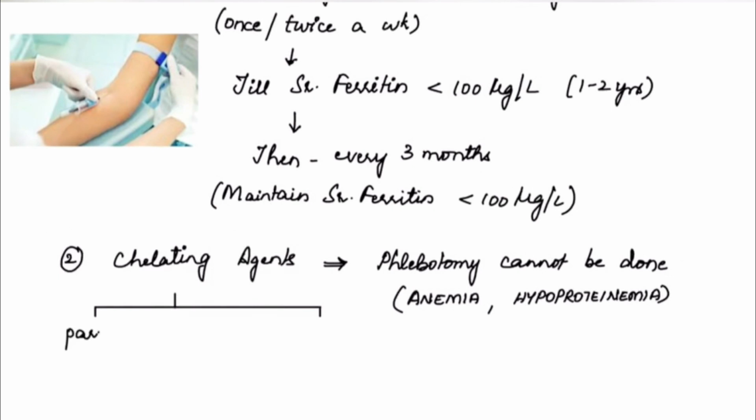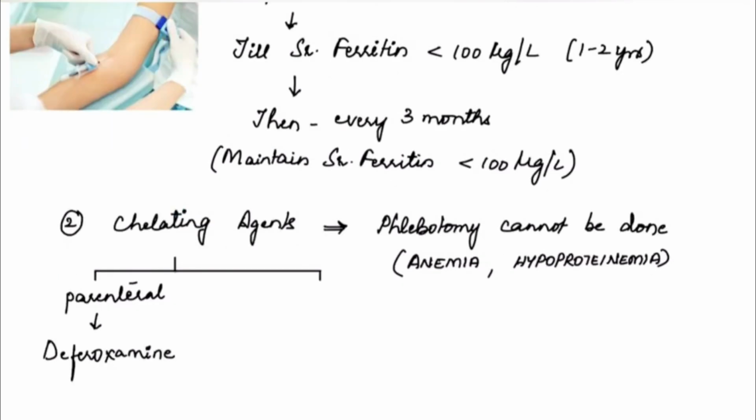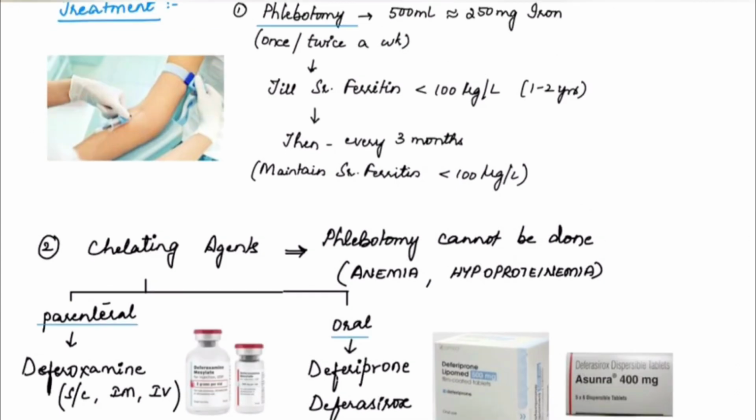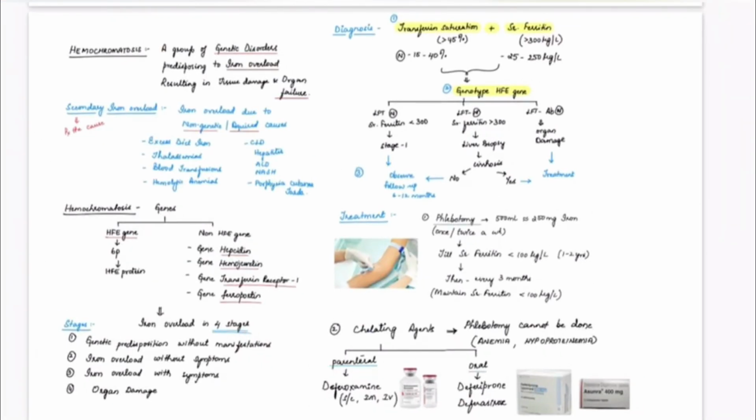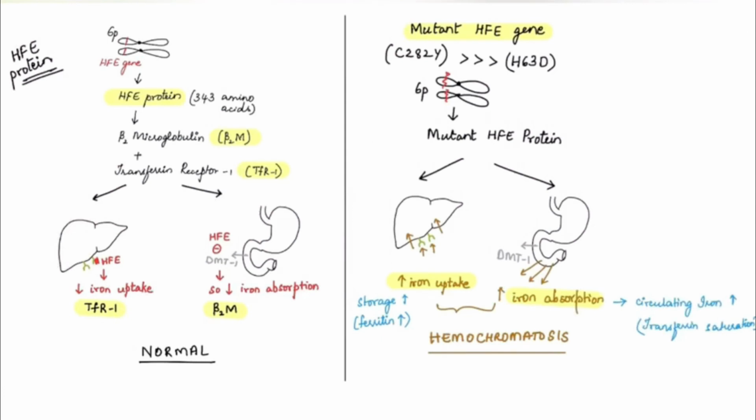The chelating agents are of two types: parenteral agents, which include deferoxamine, which can be given as a subcutaneous infusion or intramuscular or an intravenous route, and also oral iron chelators, which include deferiprone and deferasirox. So this is about the treatment of iron overload. This is all about hemochromatosis.